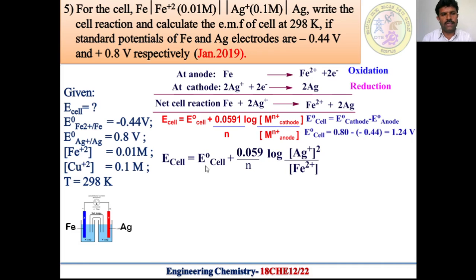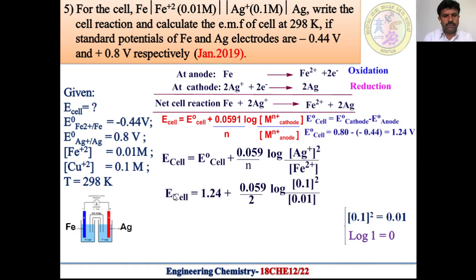So then E cell is equal to E0 cell plus 0.059 divided by n, log of the concentration of the solution at the cathode, that is silver, divided by the concentration of Fe2+. Here the square indicates the coefficient of Ag+, because 2 moles of Ag+ are reacting, so it is squared. It is very important. So because of the 2 moles, we have Ag+ squared here.